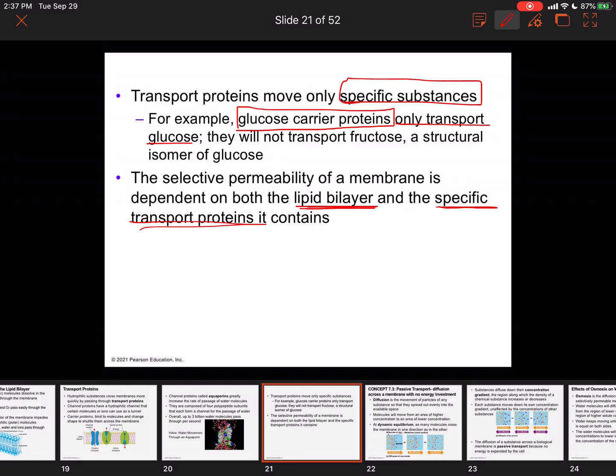Okay. All right, we're going to end section 7.2 there. We're going to pick up in the next video lesson with section 7.3. And we're going to talk about passive and active transport here coming up. We're going to list several types of each one of those.